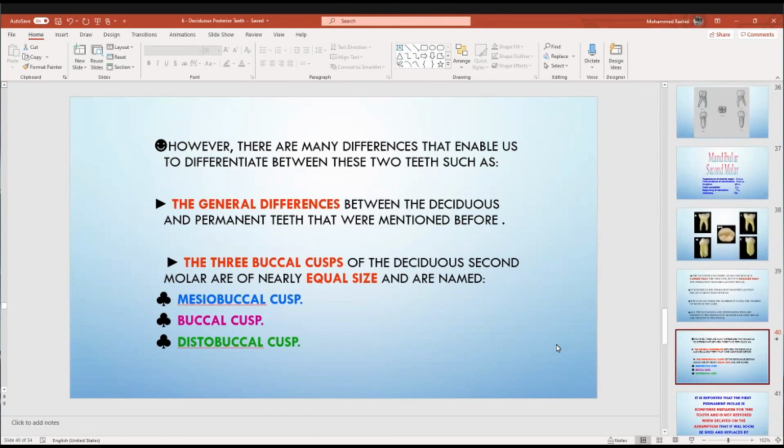So, what is the main difference between the deciduous second molar and the permanent first molar? Among the five cusps, the three buccal cusps are equal in size in the deciduous molar, and they are named mesiobuccal, buccal, and distobuccal cusp, whereas in the permanent first molar, they are mesiobuccal, distobuccal, and distal.